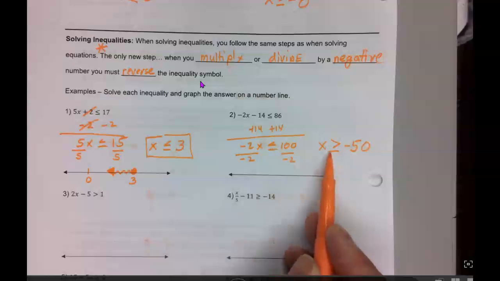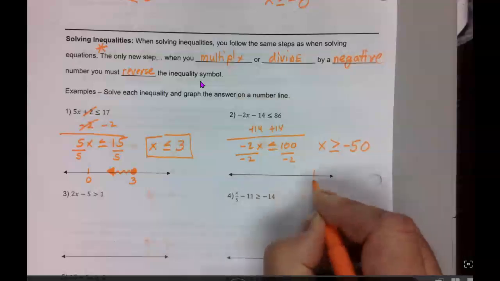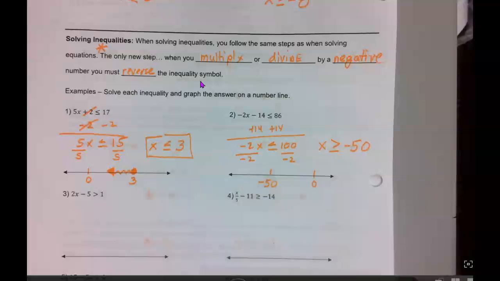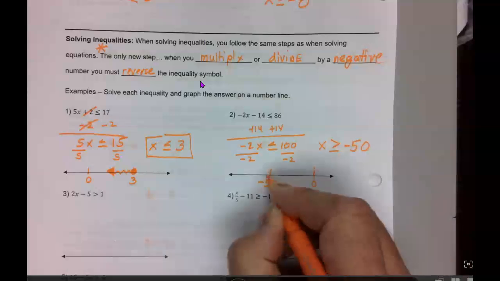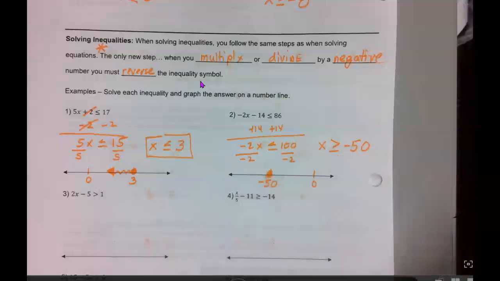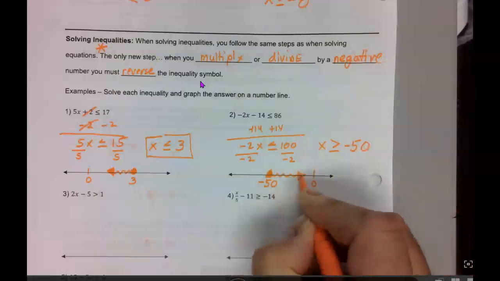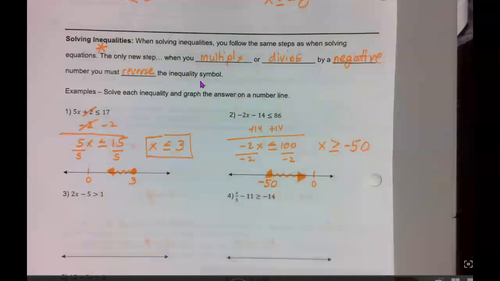Okay? So 0 here, negative 50 here, we'll say. Open or close circle? Closed. Which way is the arrow going to go? To the right. This making sense?